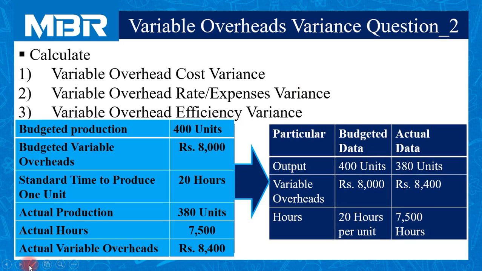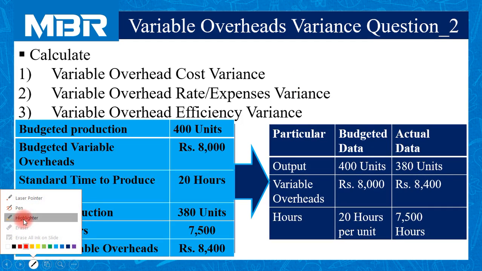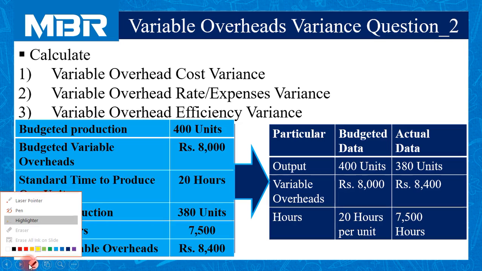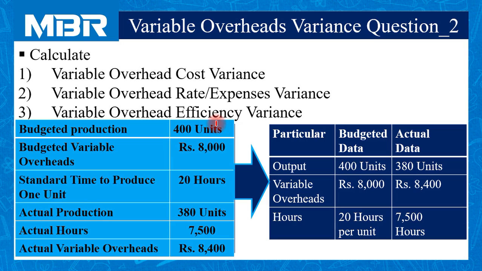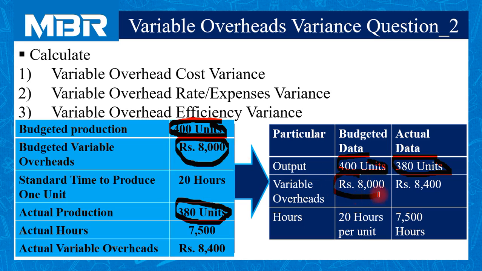Output: 400 units budgeted, actual 380 units. It is nothing more than systematic arrangement. Budgeted production 400 units is given to us over here. Actual production 380 units, we have converted into the tabulated format. Budgeted variable overheads are given as rupees 8,000, which we have shifted to the table in the budgeted data part, while actual overheads are given as rupees 8,400, which we have inserted over here.